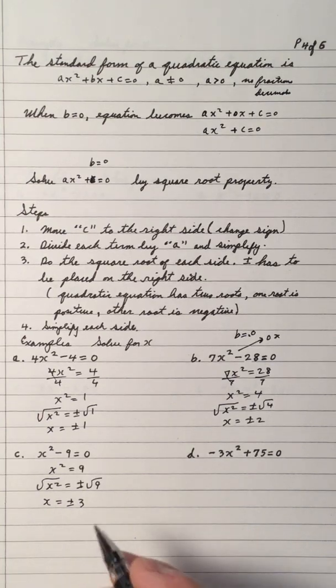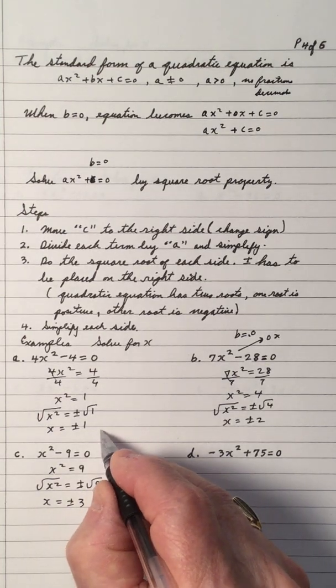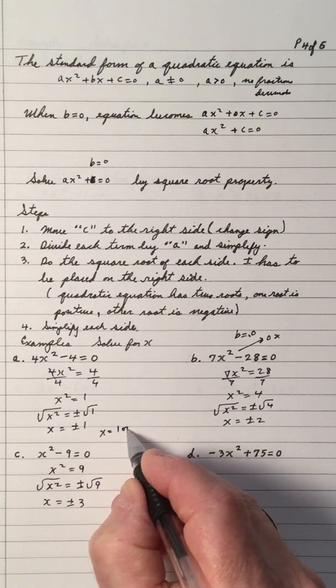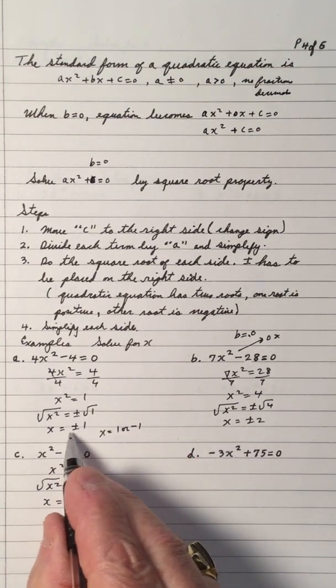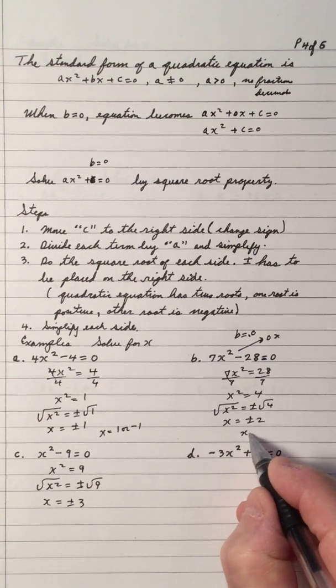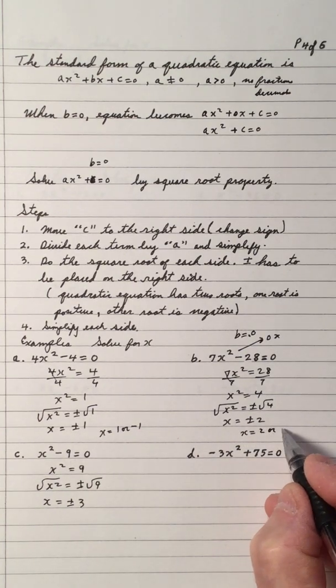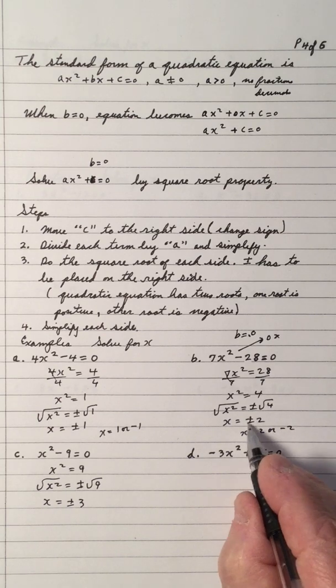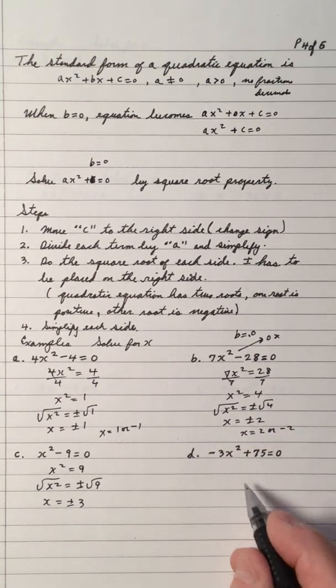You can check it with your teacher. You can say x is equal to 1 or negative 1, or that's the same as saying plus minus. You could say x is equal to 2 or negative 2. That's the same as saying plus minus.